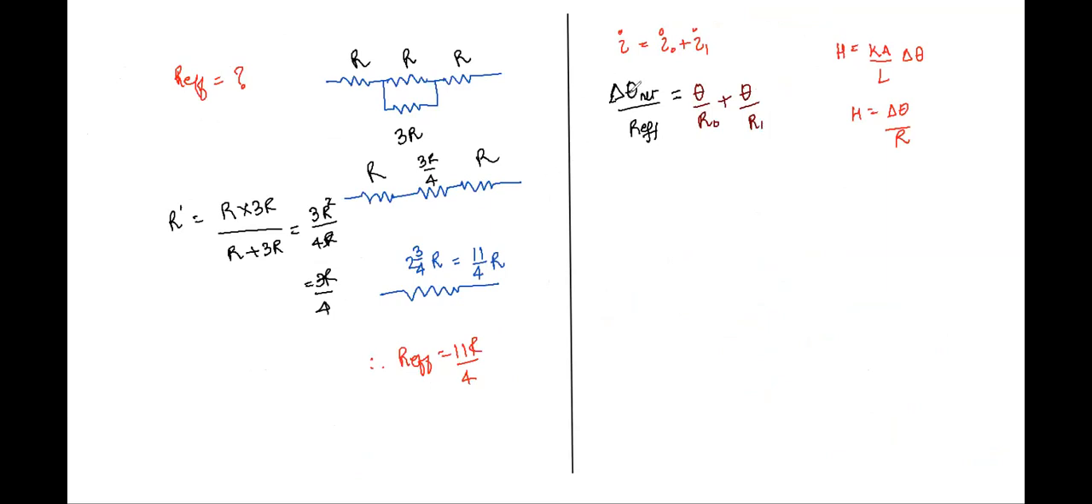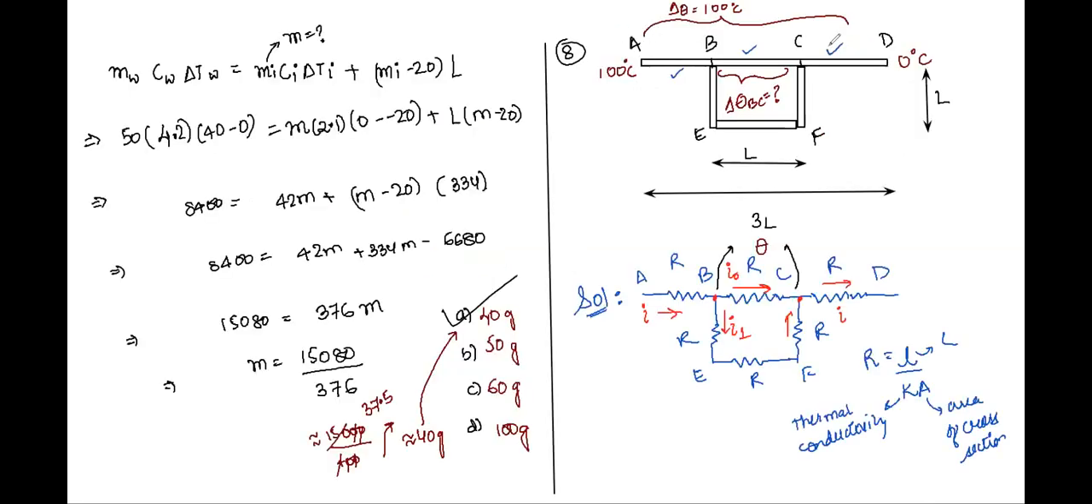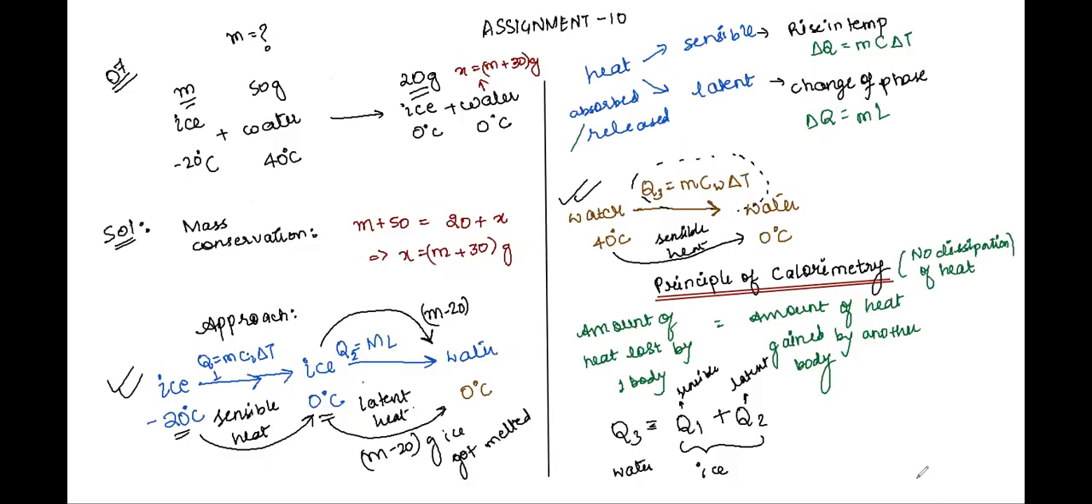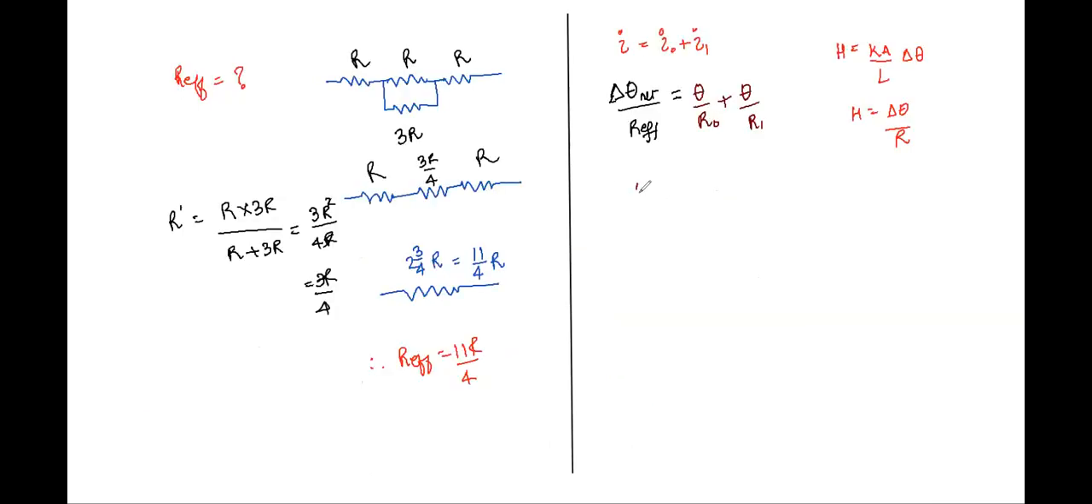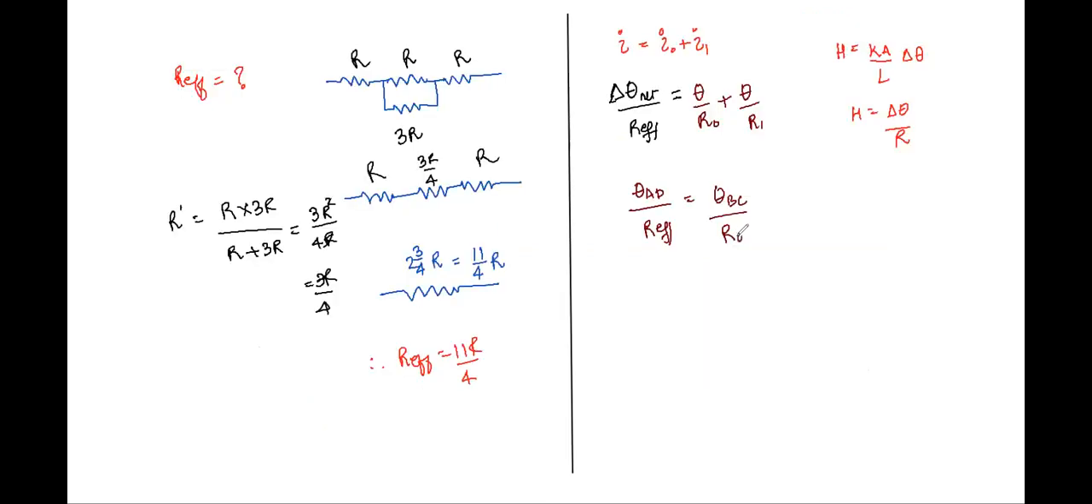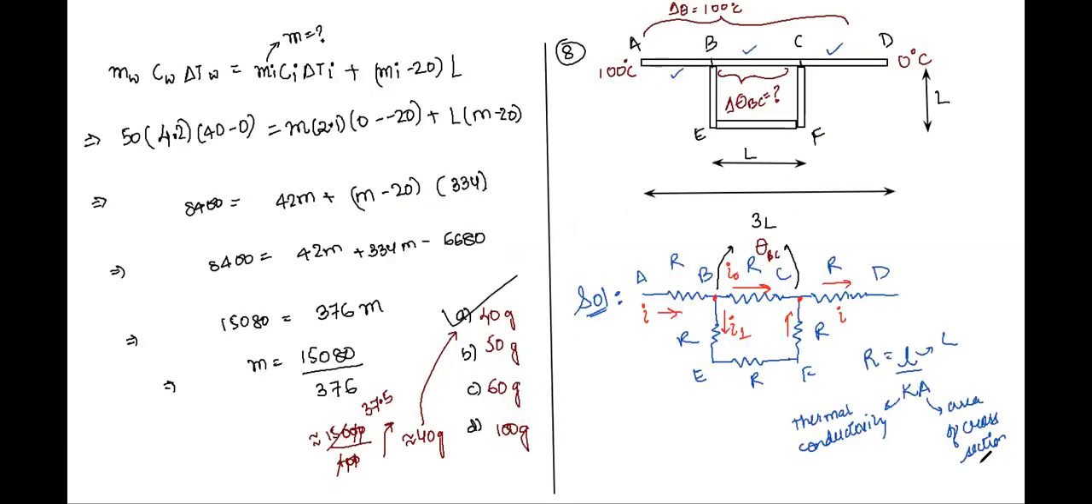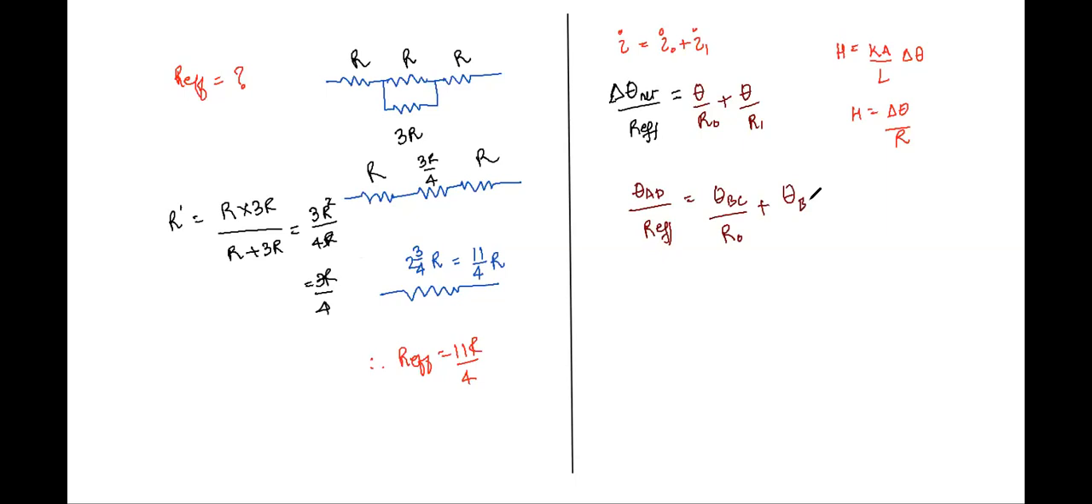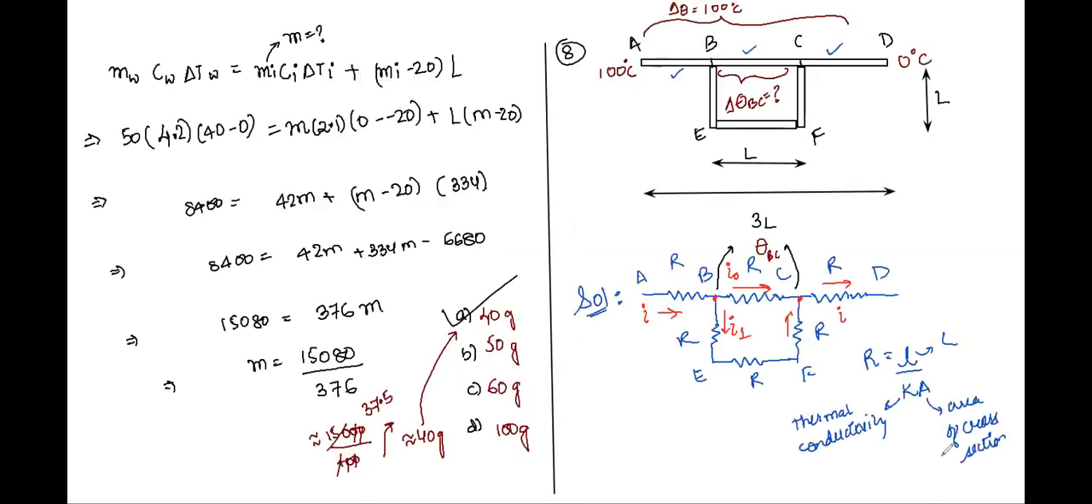So we'll write first of all the net temperature difference. What is the net temperature difference between A and D, Karuna? 100 degrees Celsius. We can also take the temperature difference between B and C as theta BC. So the temperature difference between the ends A and D, whole by R effective, is equal to temperature difference between B and C upon R naught, which is RBC, sum of this with theta between again BC, because I1 is also flowing in the same route, whole by the resistance between B, E, F, and C. We have taken this as R1.